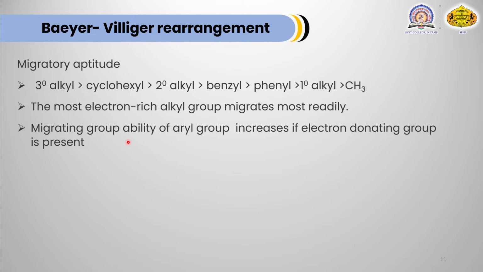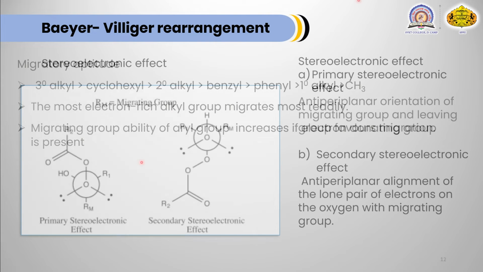The migrating ability of an alkyl group increases if an electron donating group is present. For an aromatic compound, if an electron donating group is present on the aromatic system, then the migrating ability also increases.